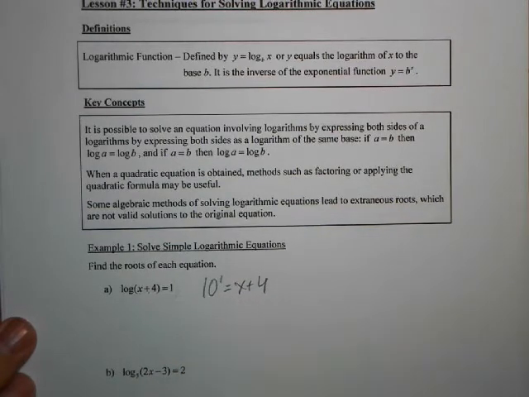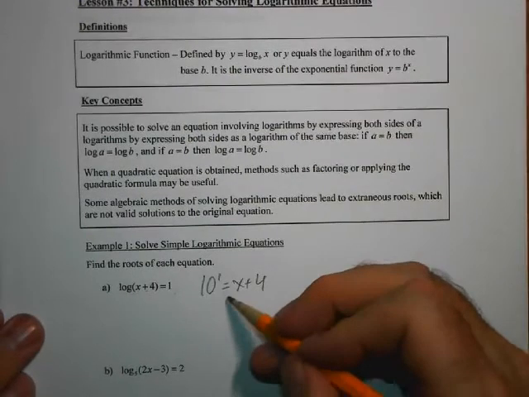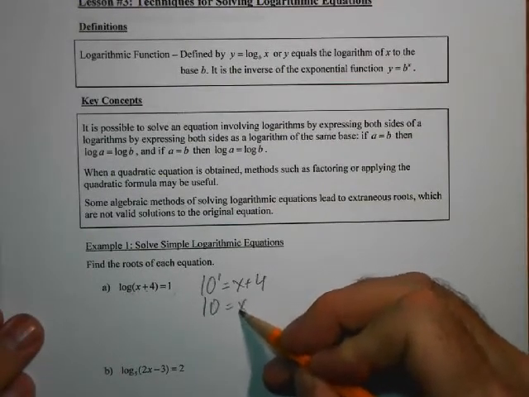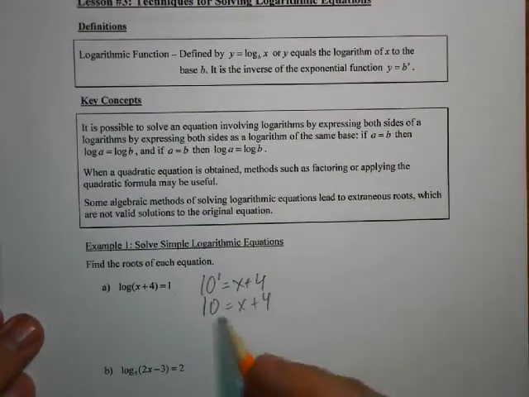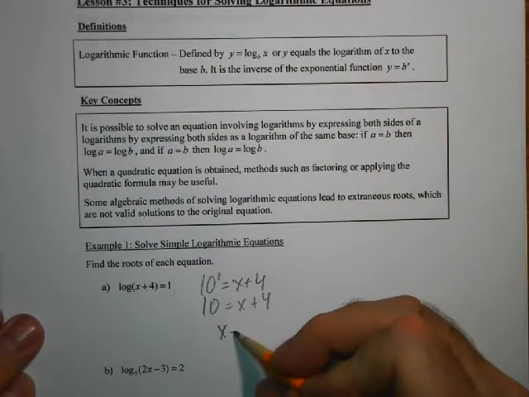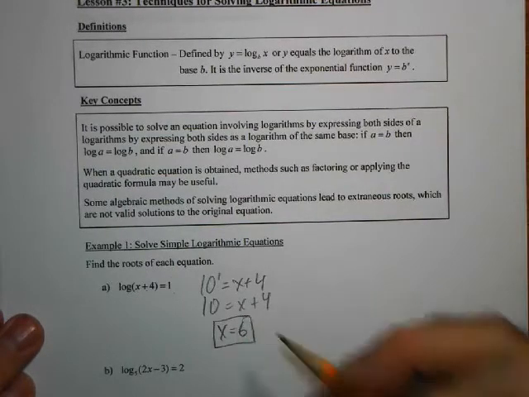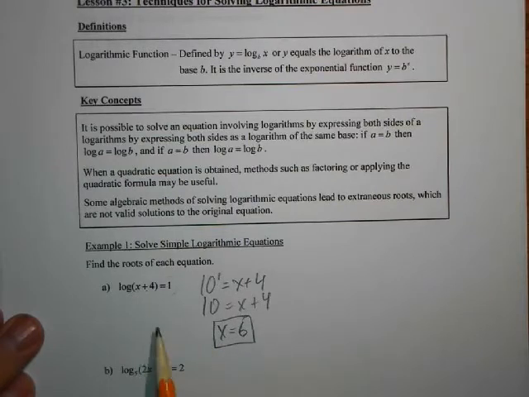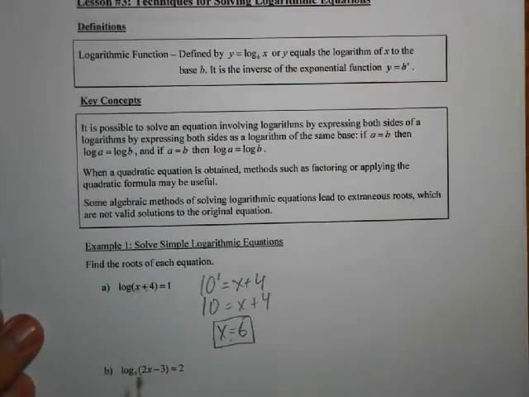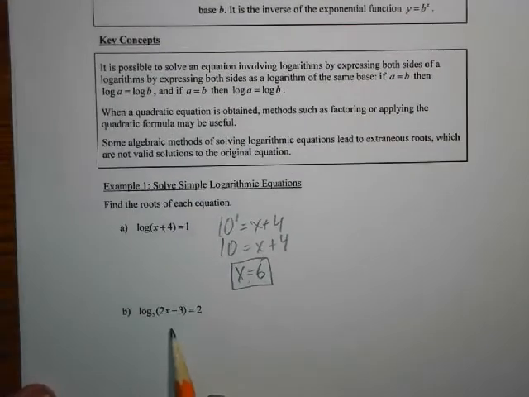So 10 to the power 1 is 10, and this is a lot easier than expected. Subtract the 4, we get x equals 6. And this is pretty easy to check. Plug this in, we get log of 10, and the log of 10 is 1, because 10 to the power 1 is 10. So that checks out pretty quickly. Okay. Let's try another one just like that.